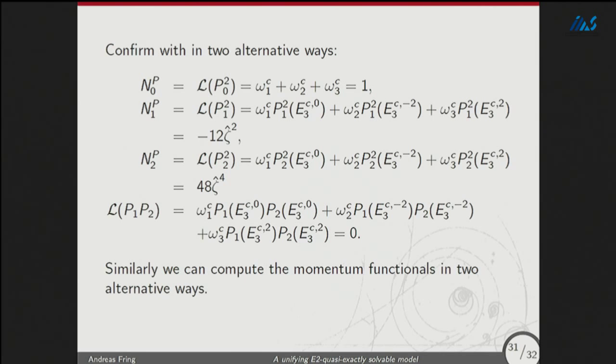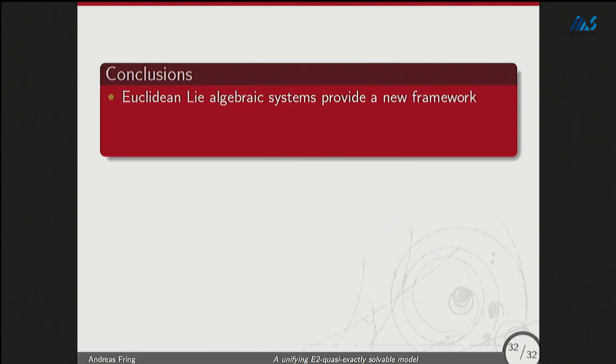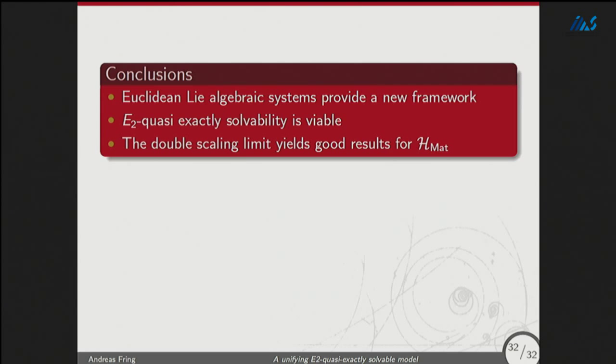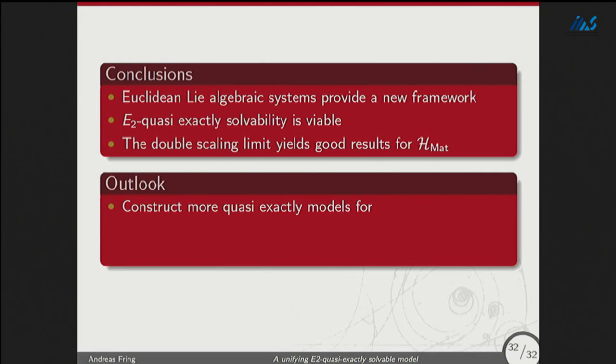And you can compute momentum functionals also in two alternative ways, but I don't present that here. So I just come to the conclusion. I think I can claim that Euclidean Lie algebras provide a consistent framework for quasi-exactly solvable models. So this is a viable scheme. I showed you many examples. And one of the motivations was to extract information about the complex Mathieu Hamiltonian. And there are various ways to get various types of information from the double scaling limit. Or if you like, you can find an optimal lambda so that you get the qualitative behavior depending on the question you're asking. And of course, there's more to do.